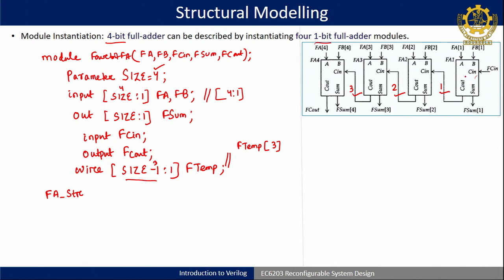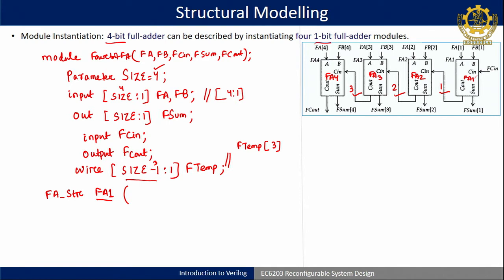This is called fa1, this is called fa2, this is called fa3, and this is labeled as fa4. Don't be confused, this is not fa bracket 1, this is fa1, a single identifier, the label. So first you have to write the module you are calling, fa_str, then you have to write the label. After that, in braces you have to do the connection.